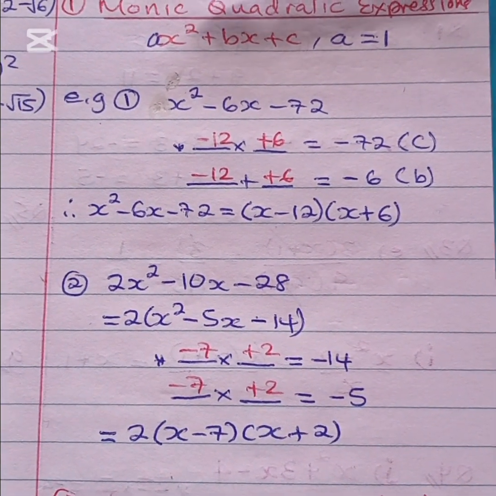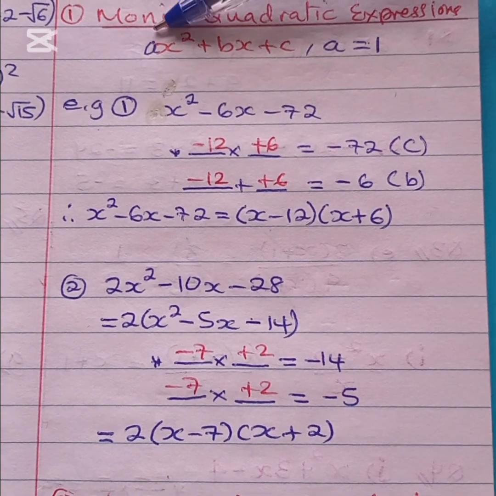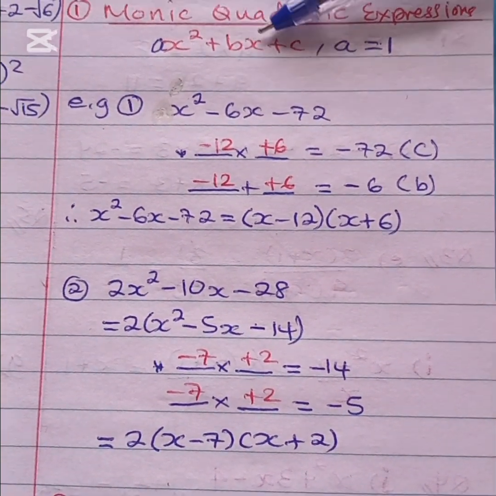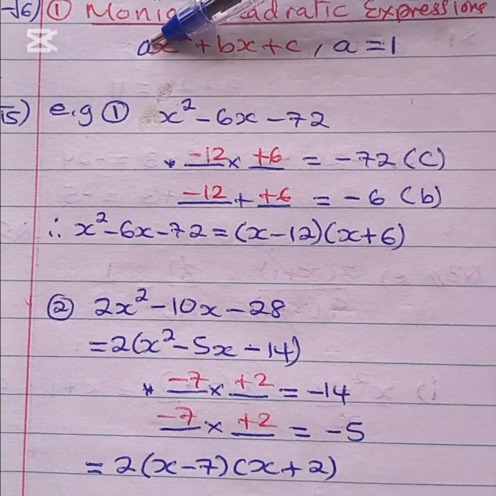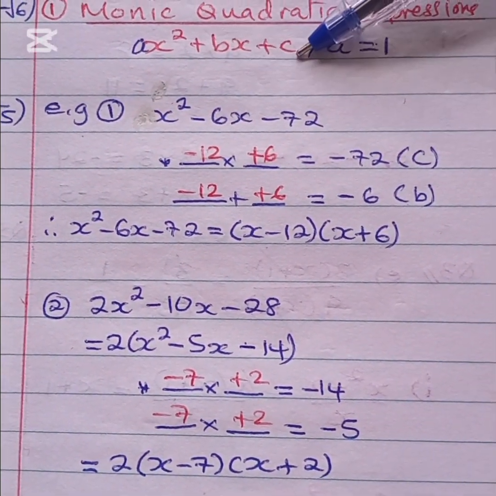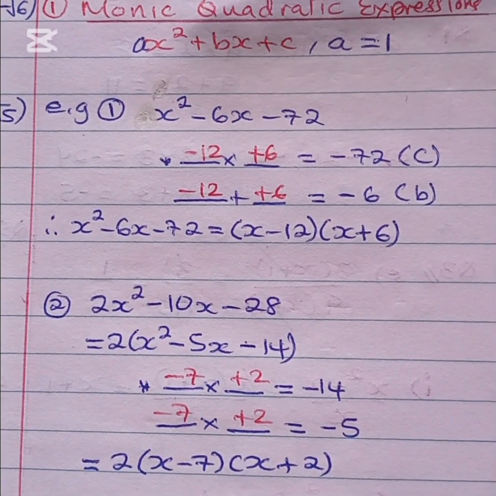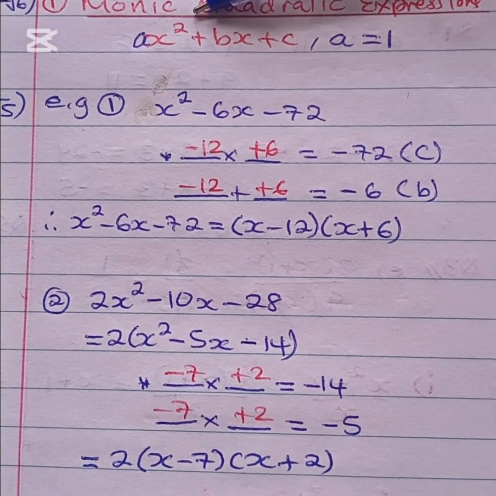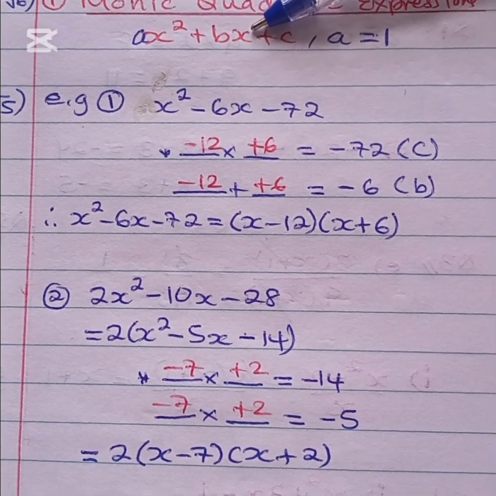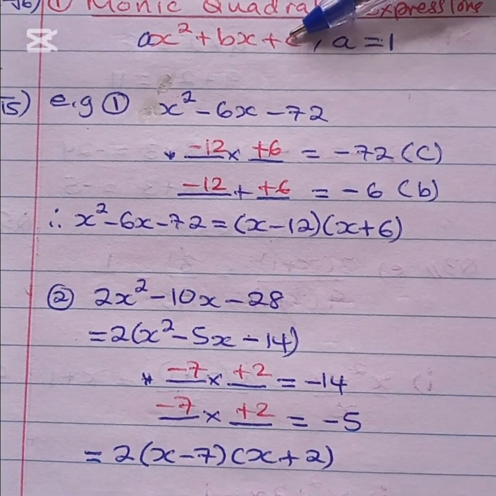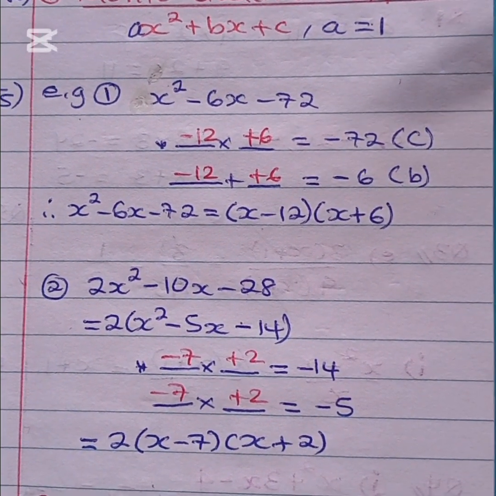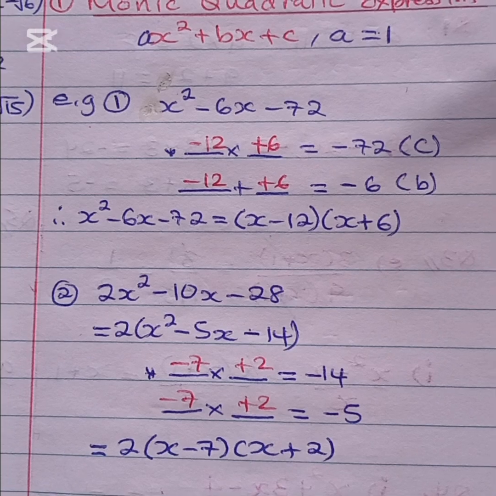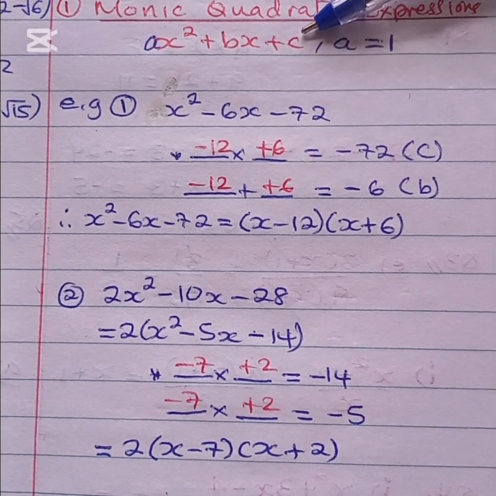And the standard format for a quadratic expression is ax squared plus bx plus c, where a and b and c here are numbers. A is the coefficient of x squared, b is the coefficient of x, and c is the coefficient of x to the power of 0, which is 1, and 1 times c is c.